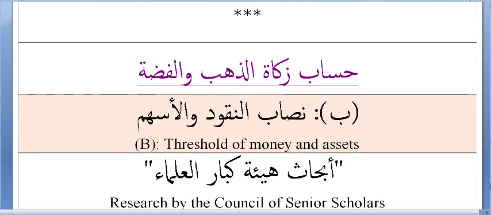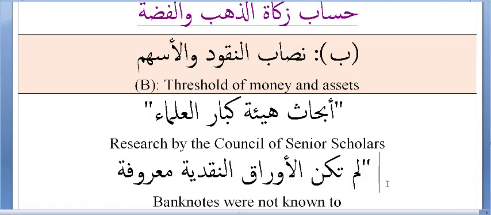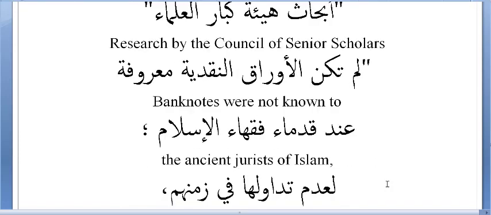The problem here, what do you do with the money? You know the silver, you know the gold, that's very simple. The money, in Saudi's Hayat Kibar Ulama, first research branch. That research branch said, paper money was not known to the early jurists of Islam. The early scholars of Islam didn't know this money. They know dirham and dinar only.